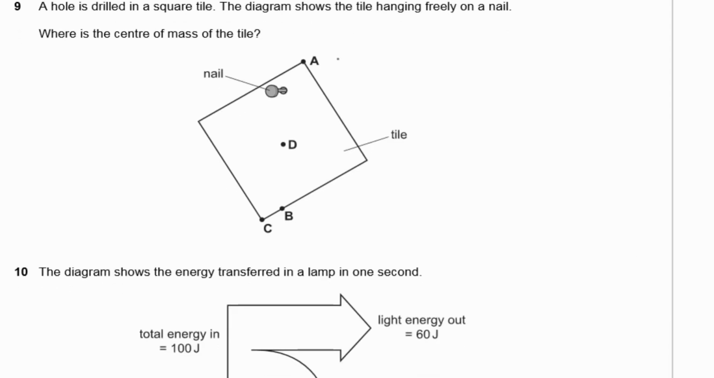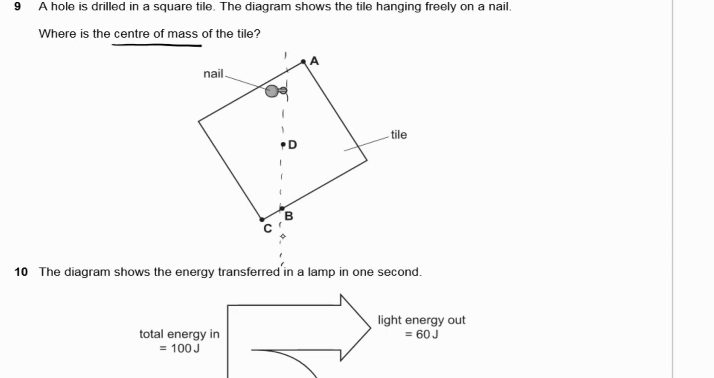9. A hole is drilled in a square tile. The diagram shows the tile hanging freely on a nail. Where is the centre of mass of the tile? Alright, so it's hanging from a nail, so we'd expect it to be underneath that, somewhere in the line of action.